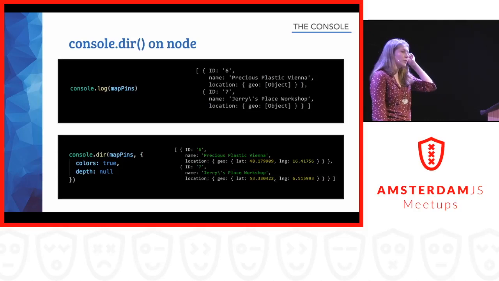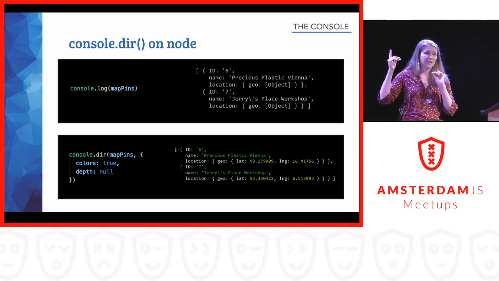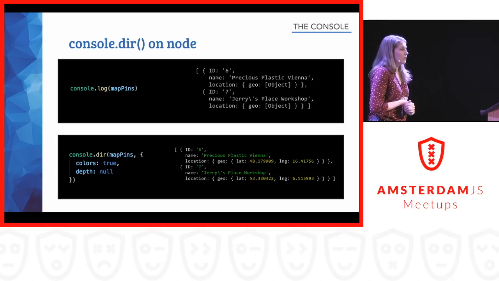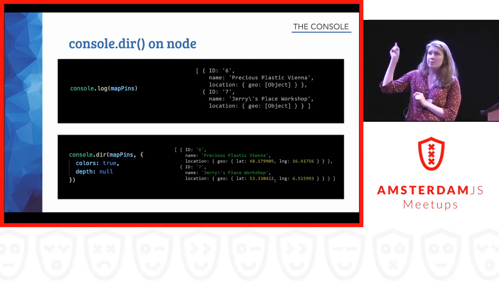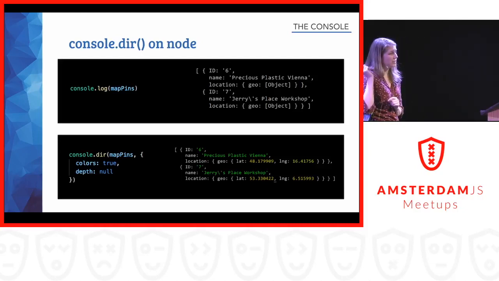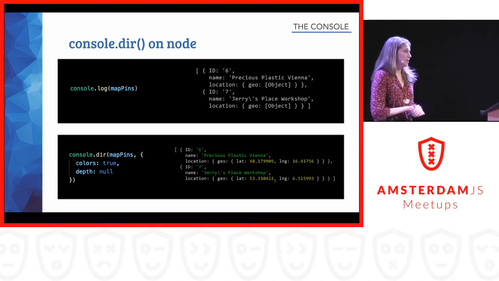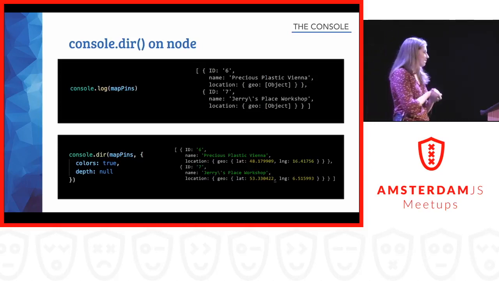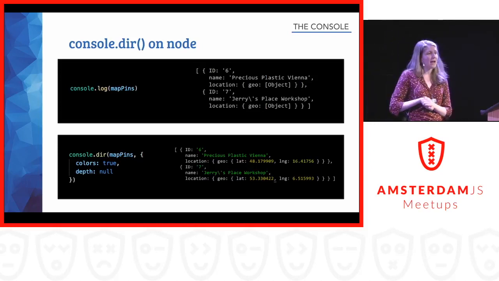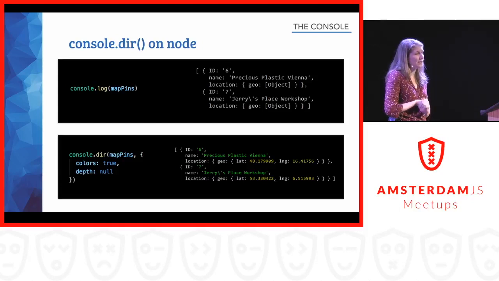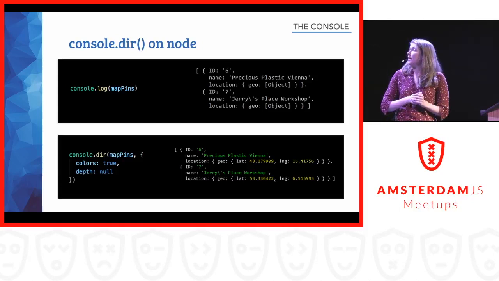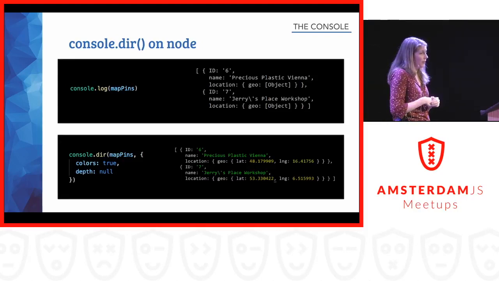So console.log obviously spits out our objects in black and white, not super readable, and also it only goes 2 levels deep. So you can see here the geo object, we don't really get any information about what's actually inside that. Whereas with console.dir, we can pass through a couple of configuration options, and we get a lot more readable output.